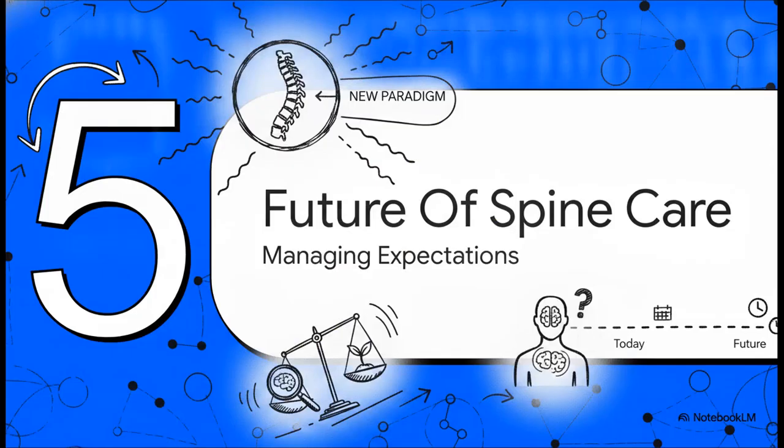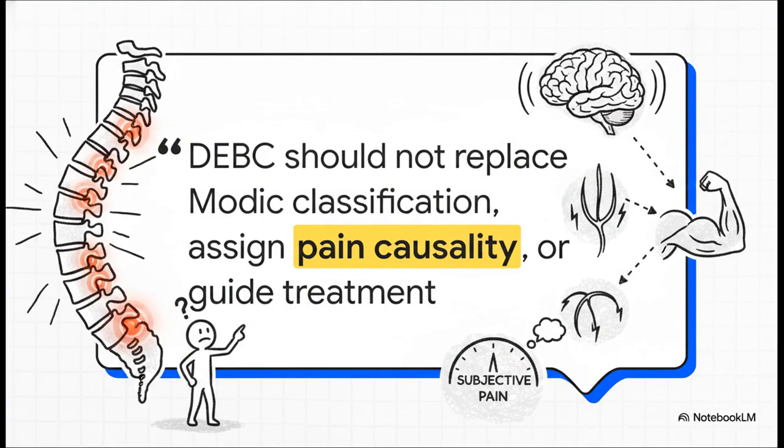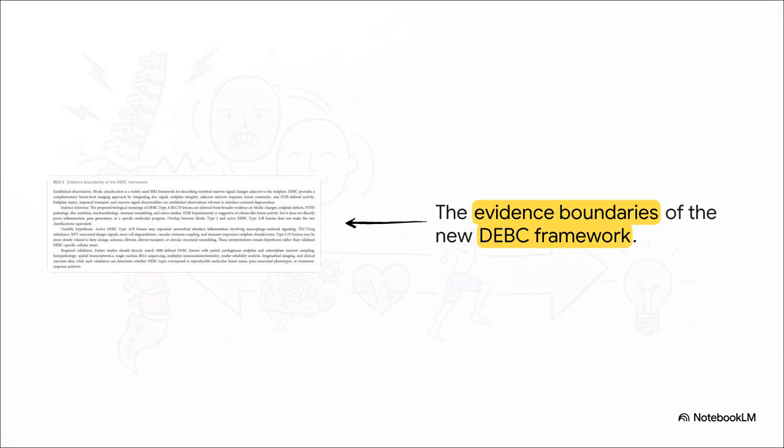Section 5. The future of spine care. Now, we really have to maintain some scientific humility here. As the researchers explicitly point out, just because we spot an imaging active interface lesion on an MRI using this DEBC framework, it does not automatically mean that the lesion is the dominant pain generator for that specific patient. Pain is incredibly subjective. It can stem from muscles, nerves, or even central sensitization. These evidence boundaries are a great reminder that DEBC is currently best used to improve patient stratification for future clinical trials, rather than acting as some magic diagnostic cure right this second.